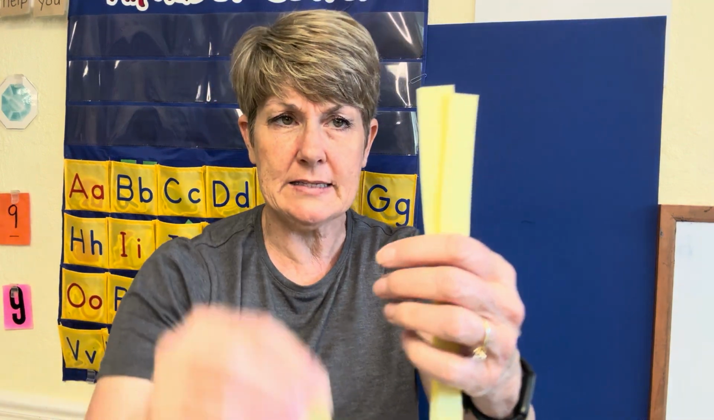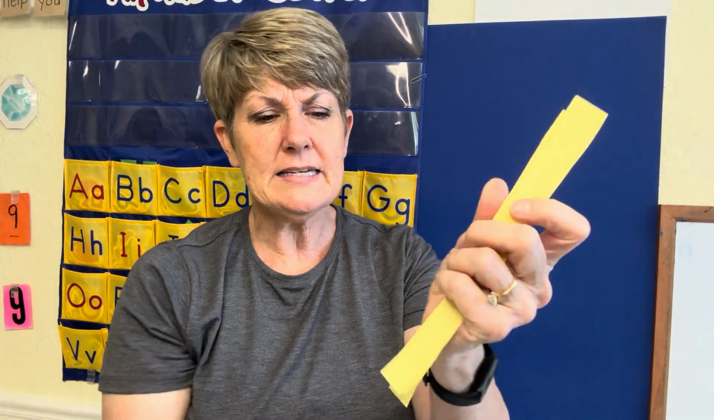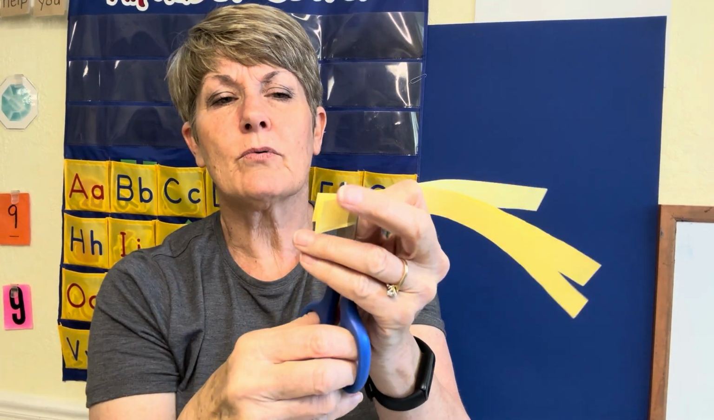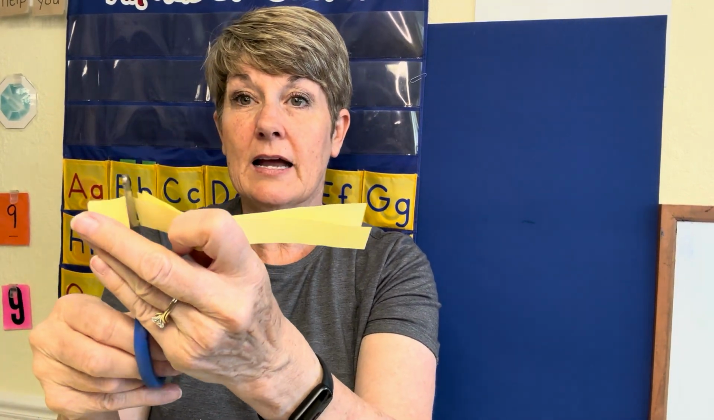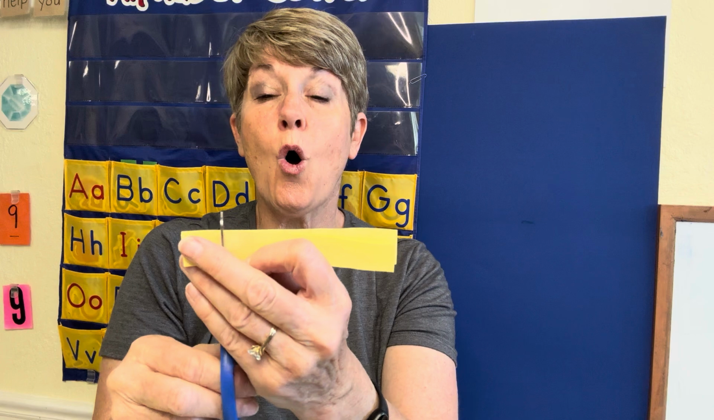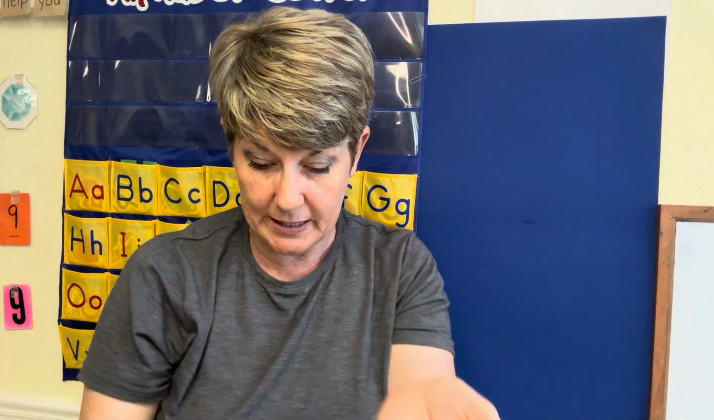Now, let's take these. They're long, long pieces. But we just need little tiny pieces. So I'm going to take them and I'm going to cut them right here. And look, I made some little tiny pieces. I'm going to take these and cut some more, and we're going to make it littler. We're going to keep cutting them until we have a whole bunch of little tiny pieces. Now let's look right here. I've got a whole handful of little tiny yellow pieces.